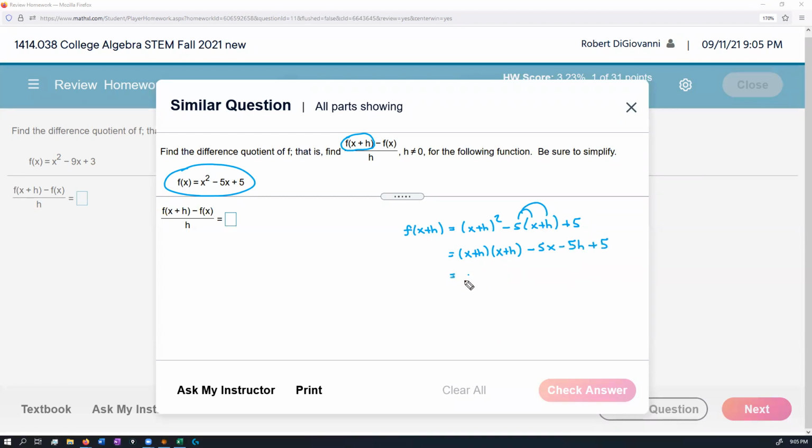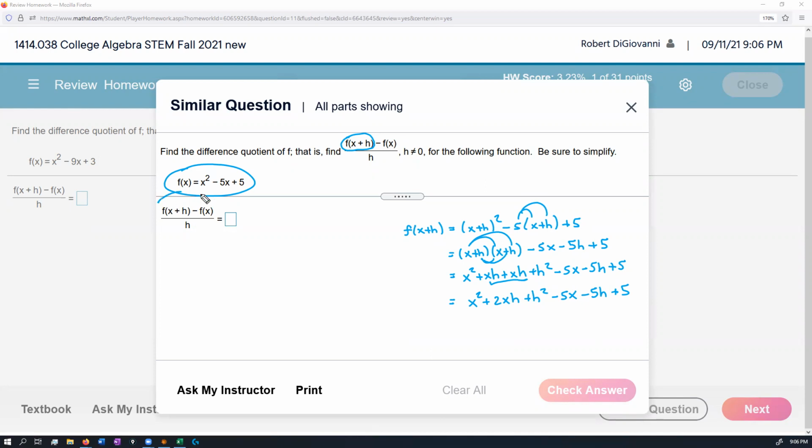When I FOIL this, I get x squared plus xh plus xh again plus h squared. I'm just trusting that you can do this. And then we still have minus 5x minus 5h plus 5. And last thing, I can put those xh's together, these two. There's two of them. So 2xh plus h squared minus 5x minus 5h plus 5. Okay, nothing goes together here. Nothing cancels. That is what f of x plus h is.